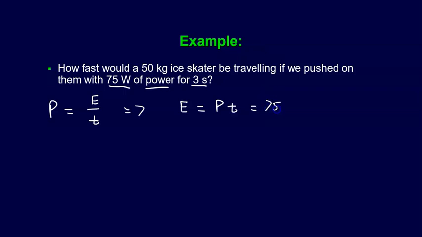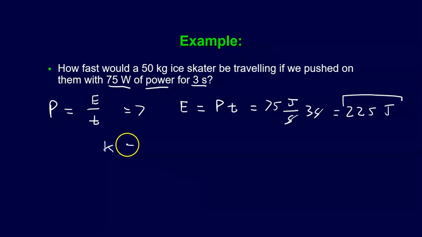So let's write this out. So 75 watts, remember a watt is a joule per second, and then we multiply this times 3 seconds. So the seconds cancel, and I'll get 225 joules. So if we push on somebody with a power of 75 watts for 3 seconds, we'll give them 225 joules of energy. And so then we take the equation for kinetic energy. So K equals 1/2 mv squared.